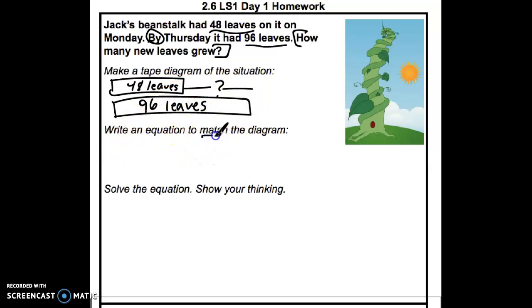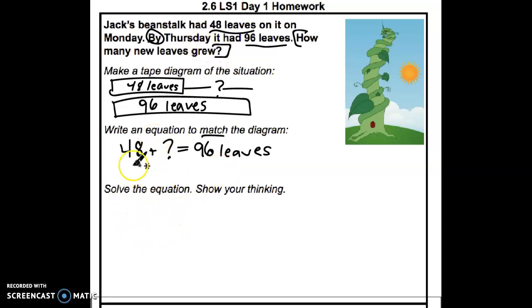Now it's time to write the equation. See where it says to match the diagram? That means we're going to take exactly what we have here and make the equation match. It's just like we read left to right, top to bottom here. We're going to do the same thing. Read left to right, top to bottom. 48 is the start, plus an unknown, equals a total, 96 leaves. Tape diagram, equation to match. Now we're going to solve it.